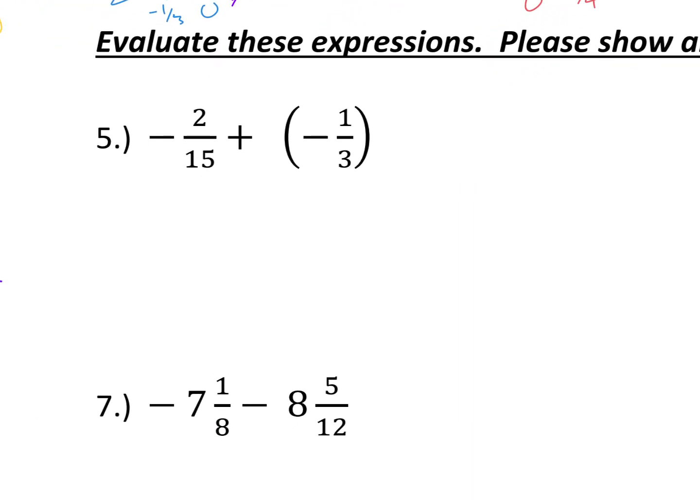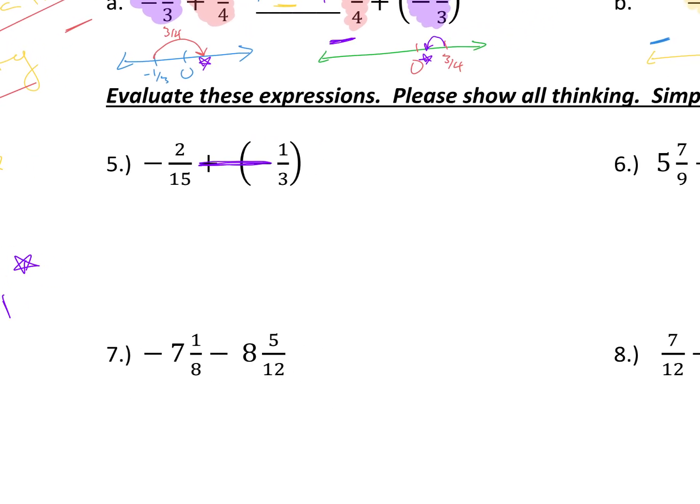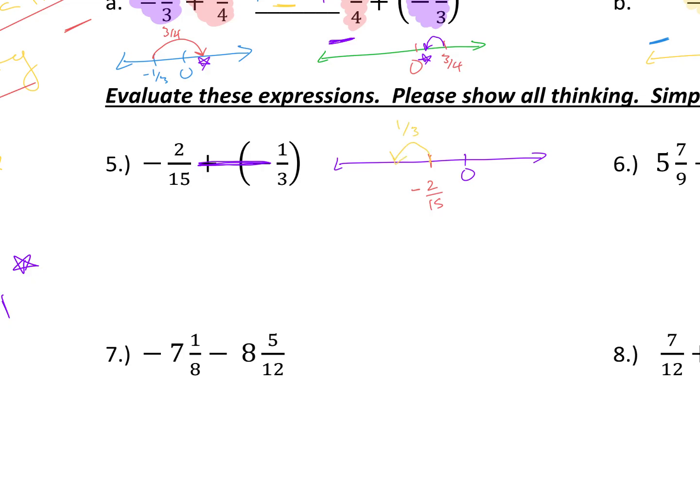Negative 2/15 minus 1/3. Okay, so like I said previously, I try and think of it like this. I'm like, okay, here's 0. I am beginning at negative 2/15. And according to this, I am about to go negative 1/3. So I'm definitely going to have a negative answer, right? So here's what I'm going to do with that. 2/15 plus 1/3 is going to equal some negative number, okay?